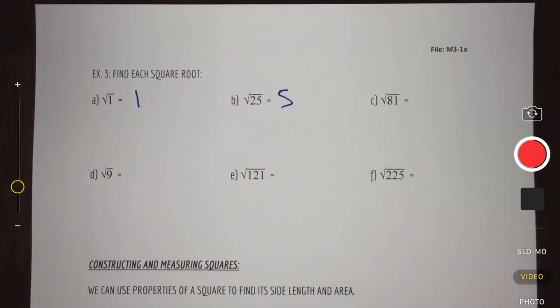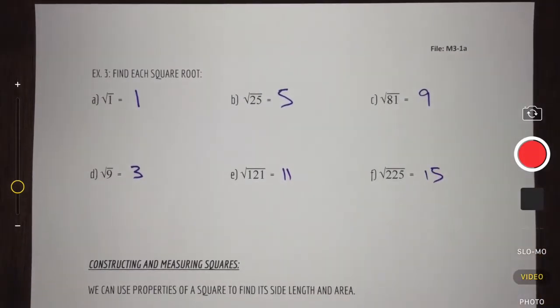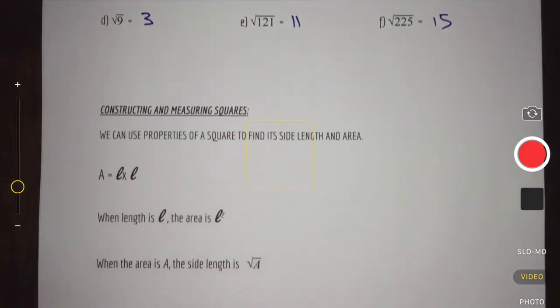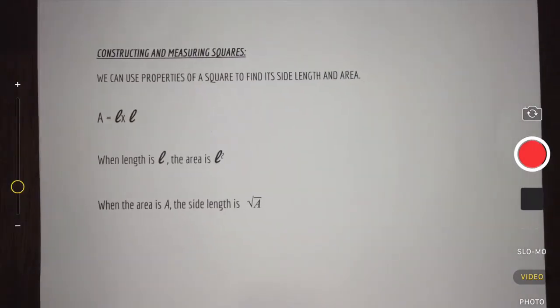Square root of 81, excellent, 9. Square root of 9, perfection, 3. Square root of 121, excellent, 11. And the square root of 225, super, is 15.